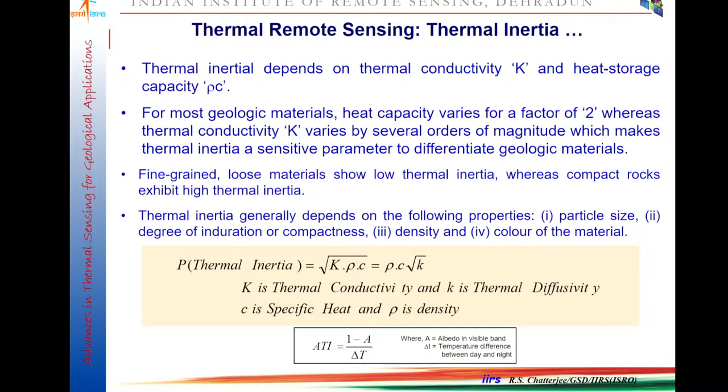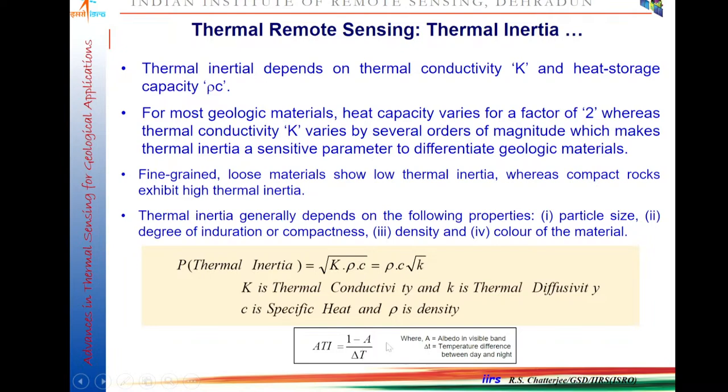But there is a remote sensing based approach, where we can measure this thermal inertia, which is known as apparent thermal inertia, ATI. Okay, and this value is very close to the actual thermal inertia. Not exactly the same, but it is very close to the actual thermal inertia. And what is the formula? You know, this is 1 minus A divided by delta T.